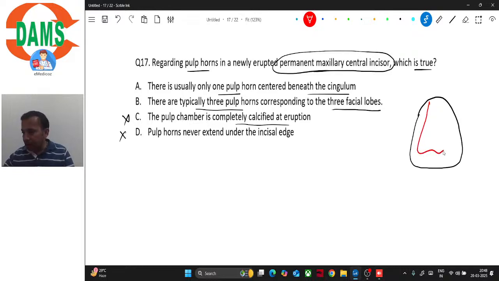So this is how the pulp chamber of the newly erupted maxillary central incisor, or for that matter any incisor, appears. There are 3 pulp horns, isn't it? There are 3 pulp horns, and they correspond to the 3 mamelons. So they are found beneath the mamelons, right? So option B is the correct answer.